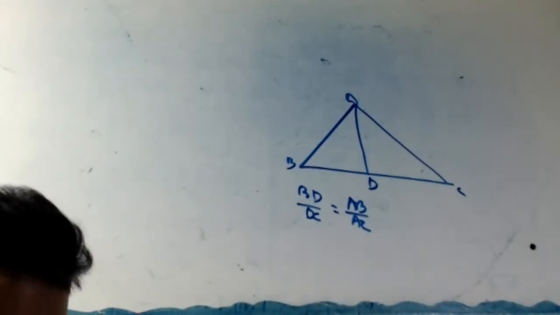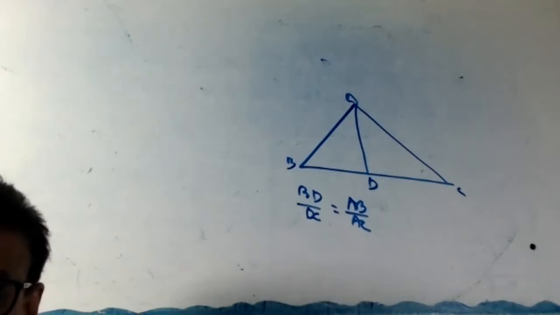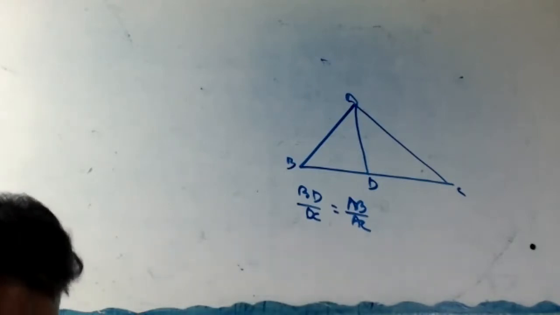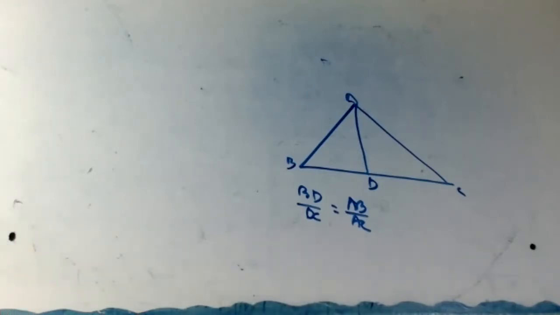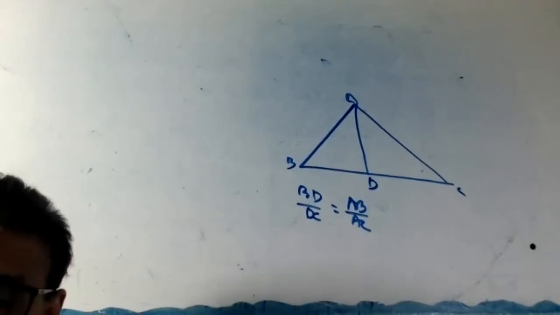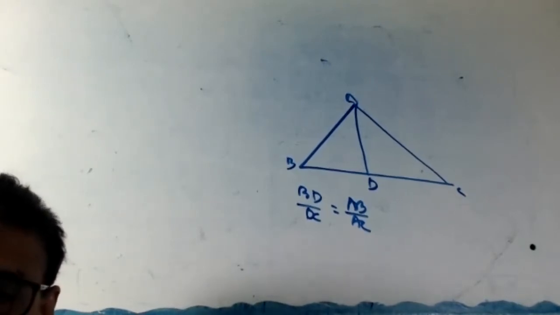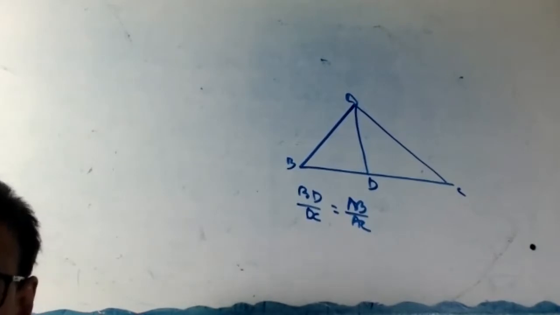Same construction, you can use it. We did like this. AD is the bisector. Then prove that BD by DC equal to AB by AC. You remember or not? Today we did one question. Okay, same type, same construction. Try this one.